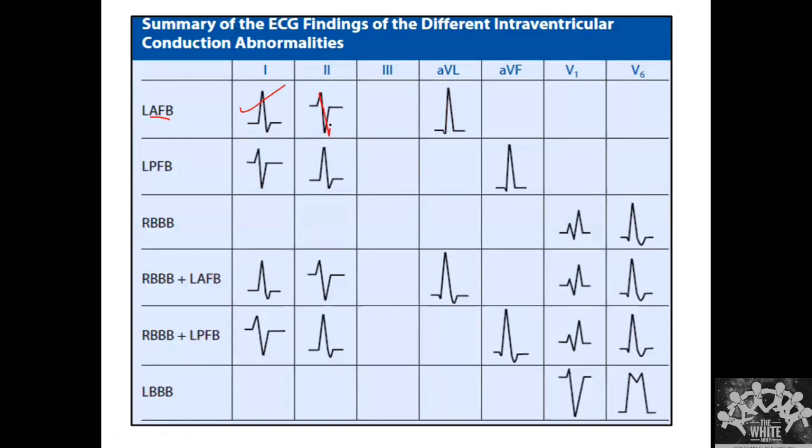So you get the exact opposite. See, you get an RS here. You will get a QR here. So you see QR complexes in the inferior leads: 2, 3, AVF, all of them will have it. And the exact opposite will be a right axis deviation.